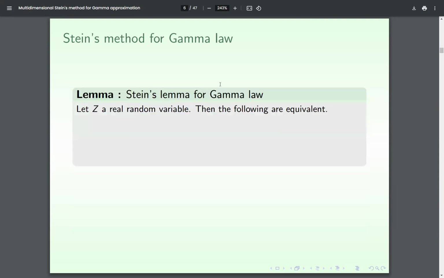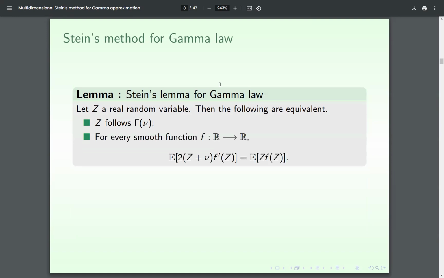Stein's method for the gamma law is the same as the Gaussian one, meaning that we begin by showing a Stein's lemma. We consider Z a random variable. Z follows the gamma distribution with parameter nu if and only if for every smooth function f, for which the expectations exist, we have this equality. And as in the Gaussian case, the proof of this lemma is only an integration by parts.